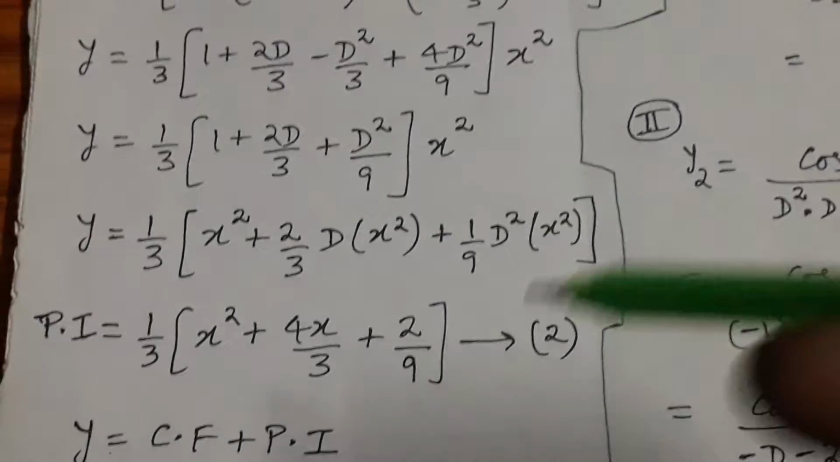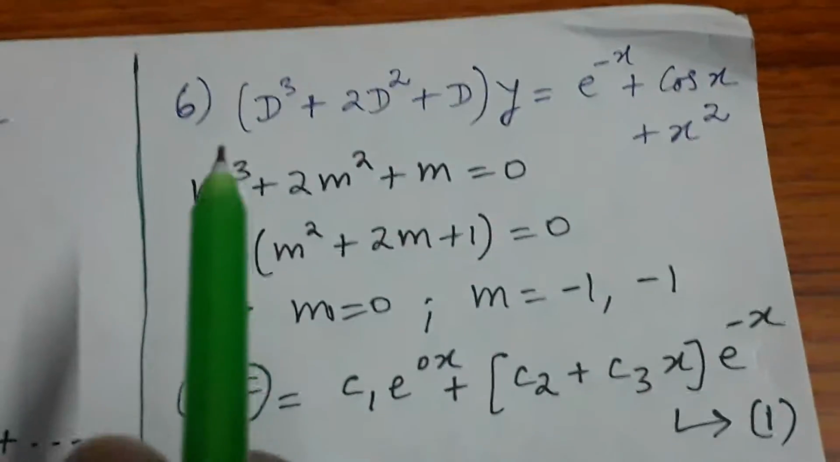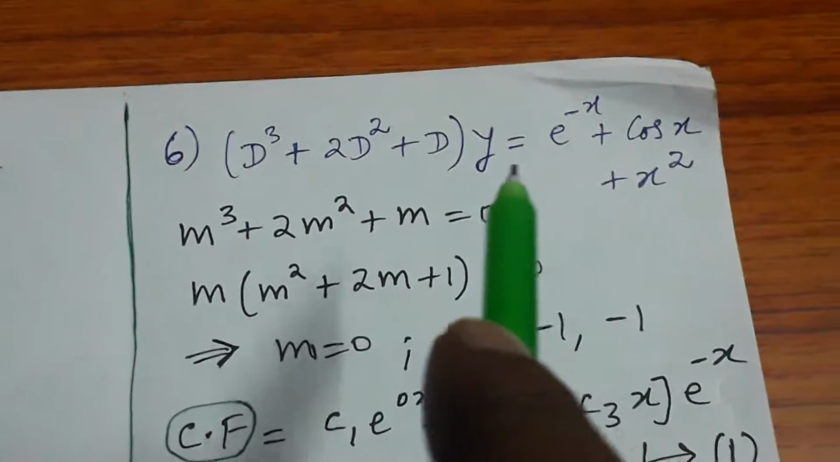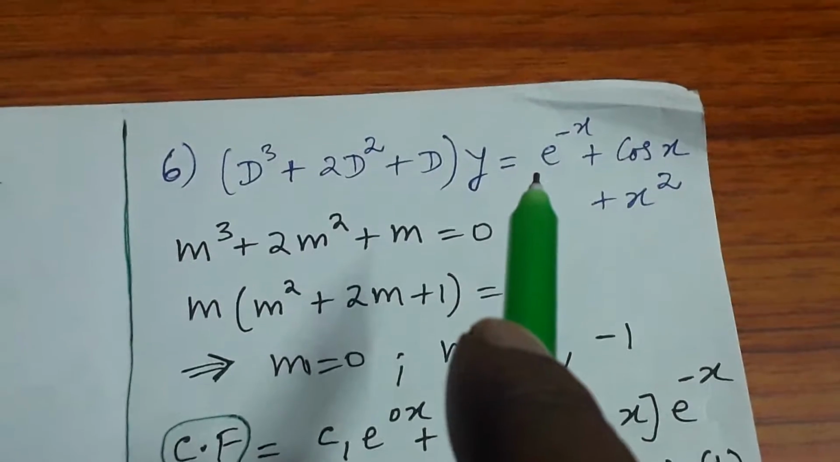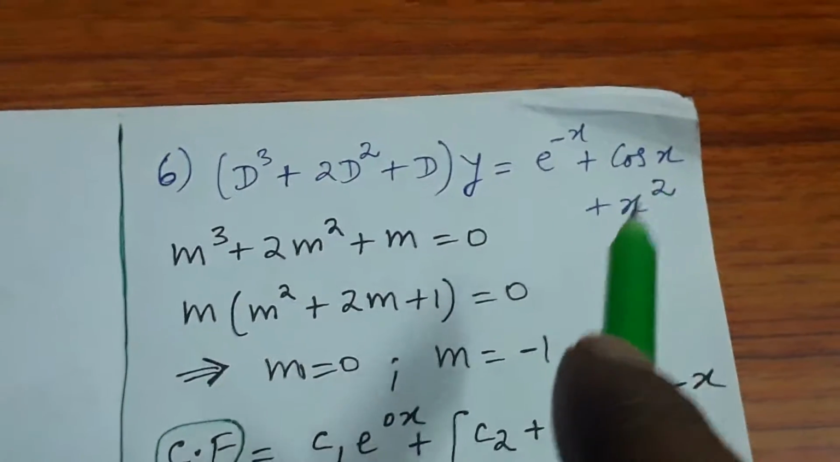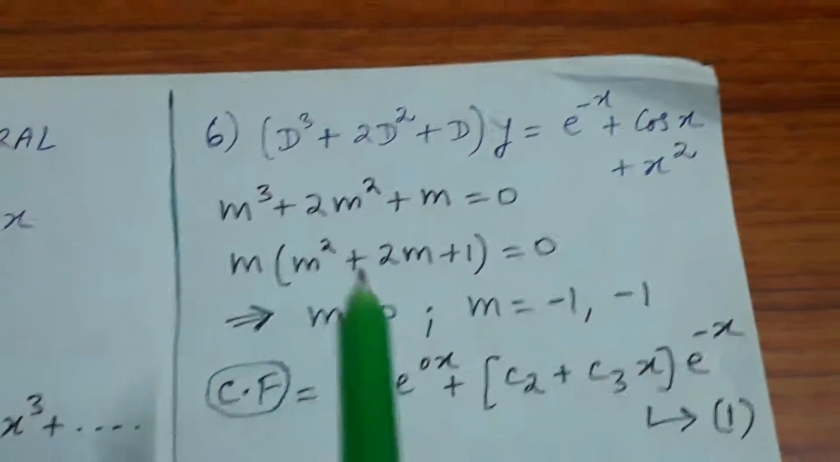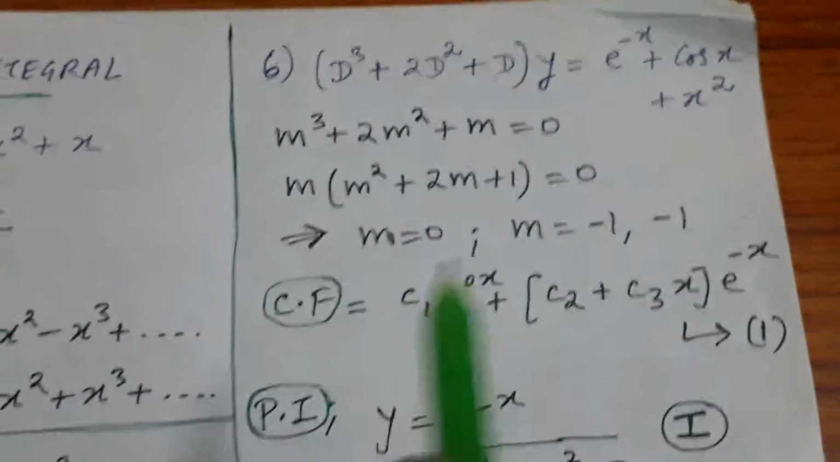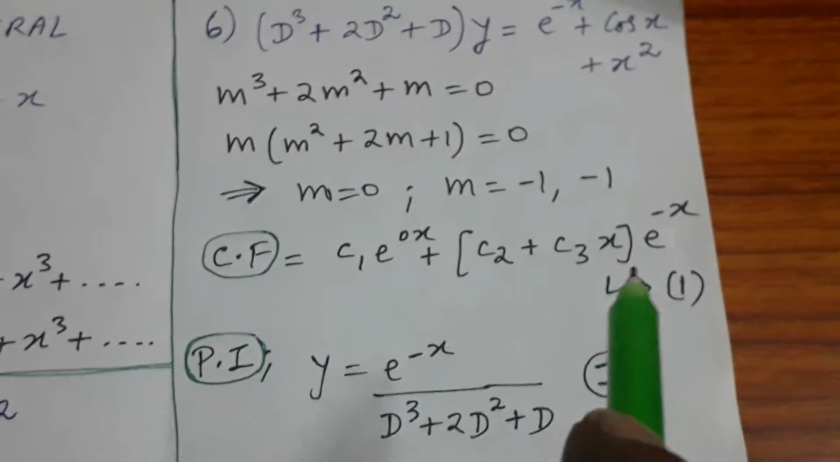Now we will proceed to the second problem. The next problem is function of D of y is equal to e power minus x plus cos x plus x square. Already we have seen the procedure for e power x and cos x. The new thing is x square.